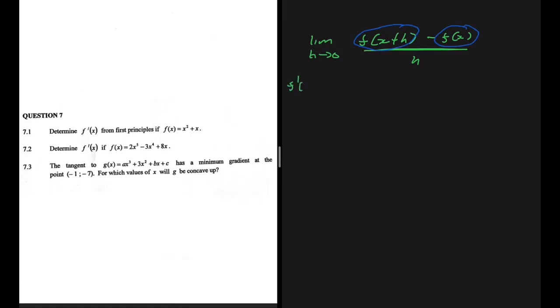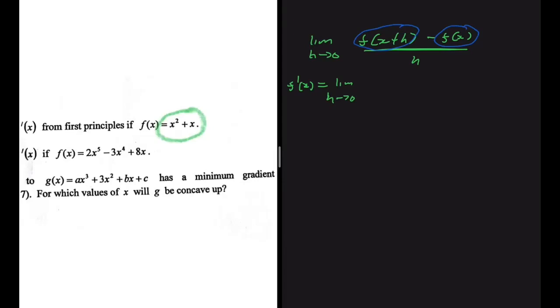So f prime of x will be equal to the limit as h tends to 0, and our function is x squared plus x, right? So we're going to have x plus h in place of x, and then here again we're going to have x plus h, and then we subtract f of x, the function itself. So we say minus x squared plus x, and then we divide everything by h.